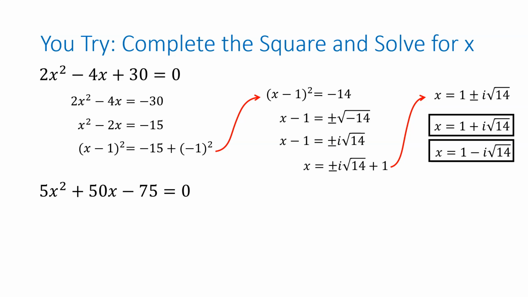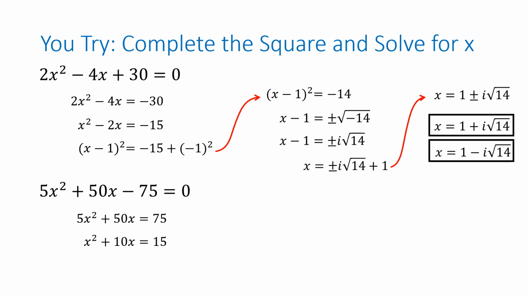In the second problem, we have 5x squared plus 50x minus 75 equals 0. So we move that constant term to the other side, and when we move it, it goes from negative 75 to positive 75. We then see we have a leading coefficient 5, so we divide every term by that leading coefficient and do some cancellation. After that happens, we get x squared plus 10x equals 15, which is our normal completing the square pattern.